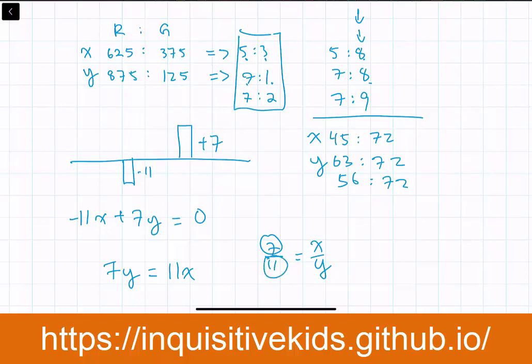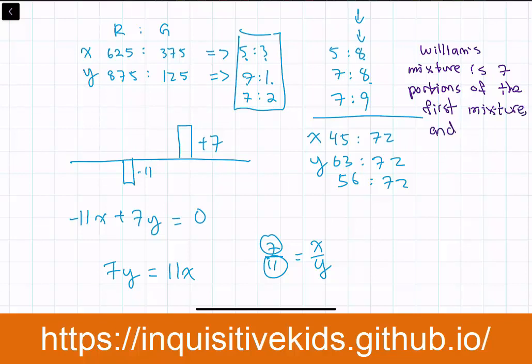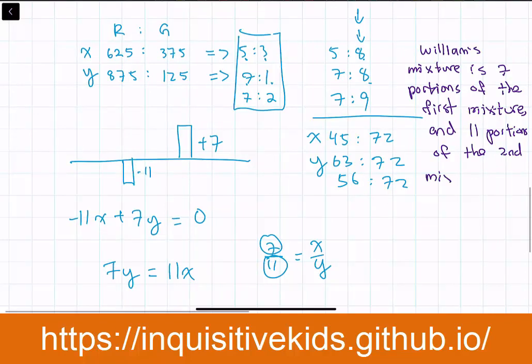So we could go ahead and write William's mixture is 7 portions of the first mixture and 11 portions of the second mixture. And we're not done yet. We still have to figure out why William thought he was the clever one.